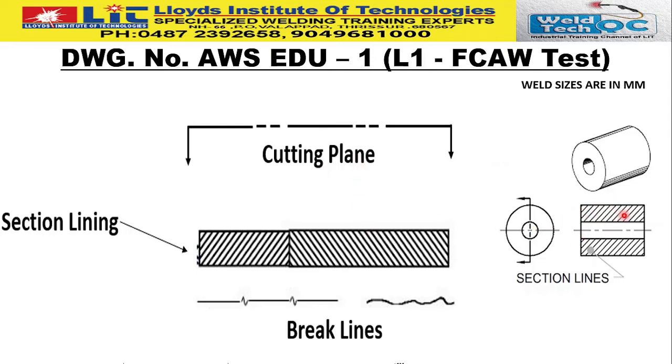And these inclined lines are known as section lines. The section lines are drawn at a 45-degree angle, like you can see here. They are also called hatch lines. In any sectional view, section lines indicate the material has been cut through using a cutting plane line.